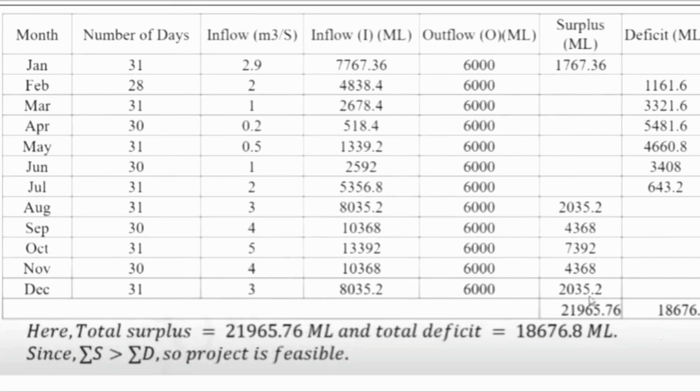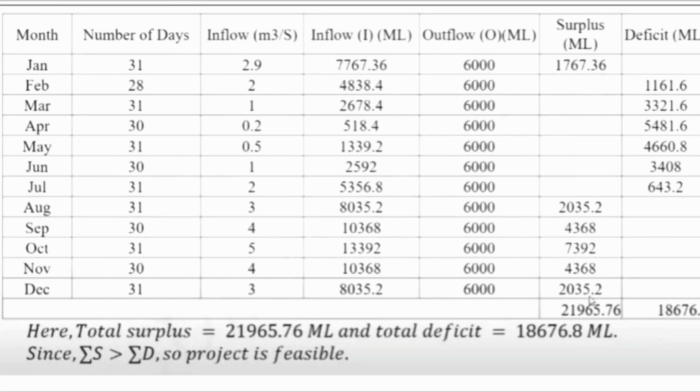Again, 2 into 31 gives 5356.8, then 2 into 31 and 3 into 31. I am only changing the meter cube per second values and the number of days values in the calculator. The other 86400 into 10 power 3 into 10 power minus 6 are the same in the calculator.